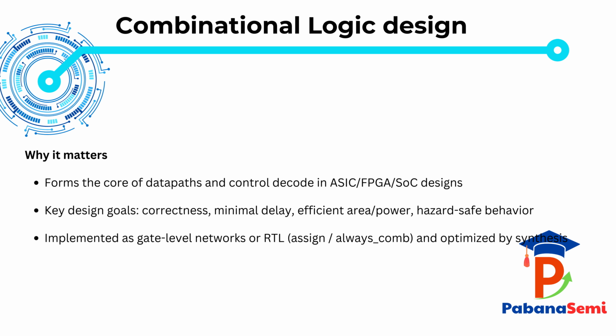Now, why does combinational logic design matter? It forms the core of data paths and control decoding in ASIC, FPGA, and SoC designs. When we design combinational logic, our key goals are correctness first, then minimal delay, efficient area and power, and hazard-safe behavior. In practice, we implement these functions either as gate-level networks or in RTL using continuous assignments or always_comb, and then synthesis tools optimize the final hardware.